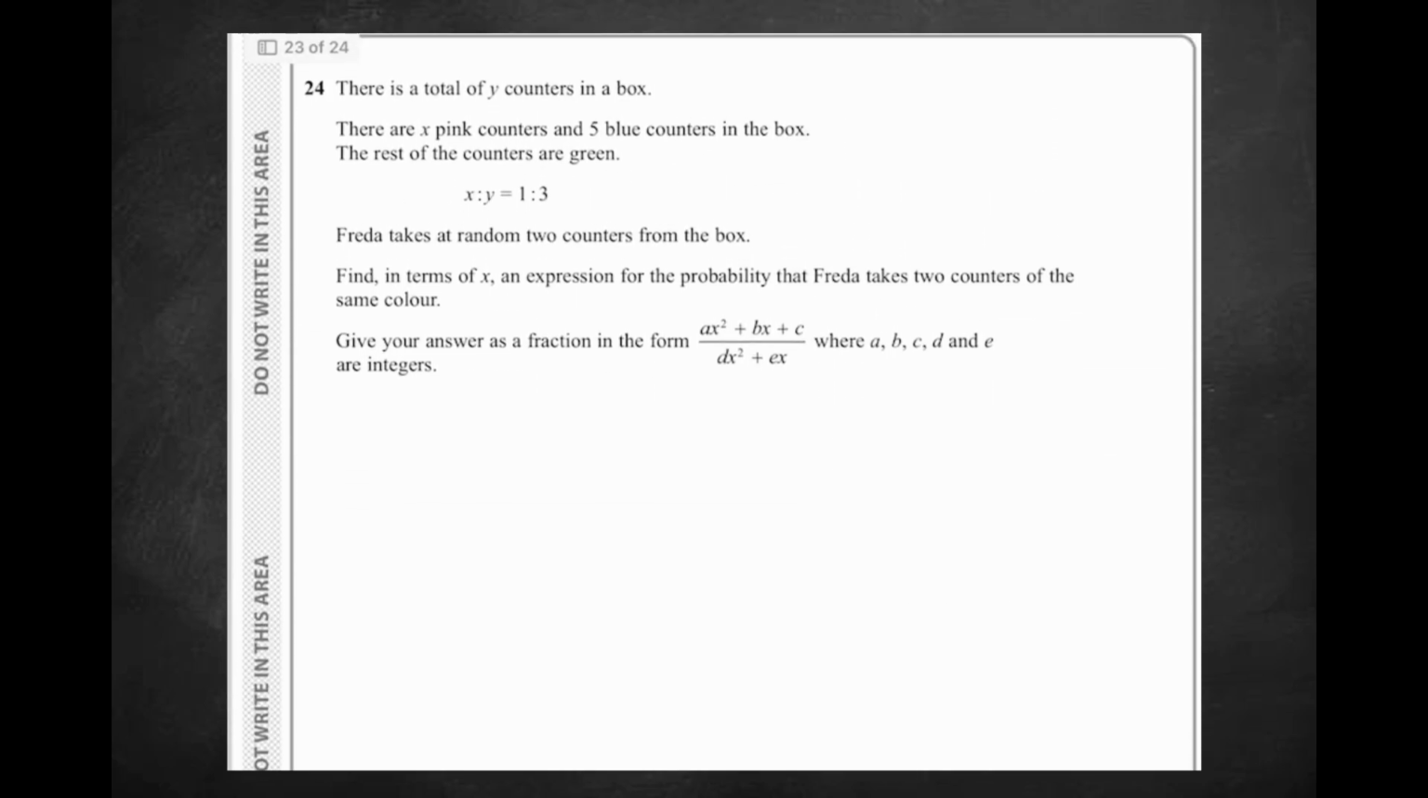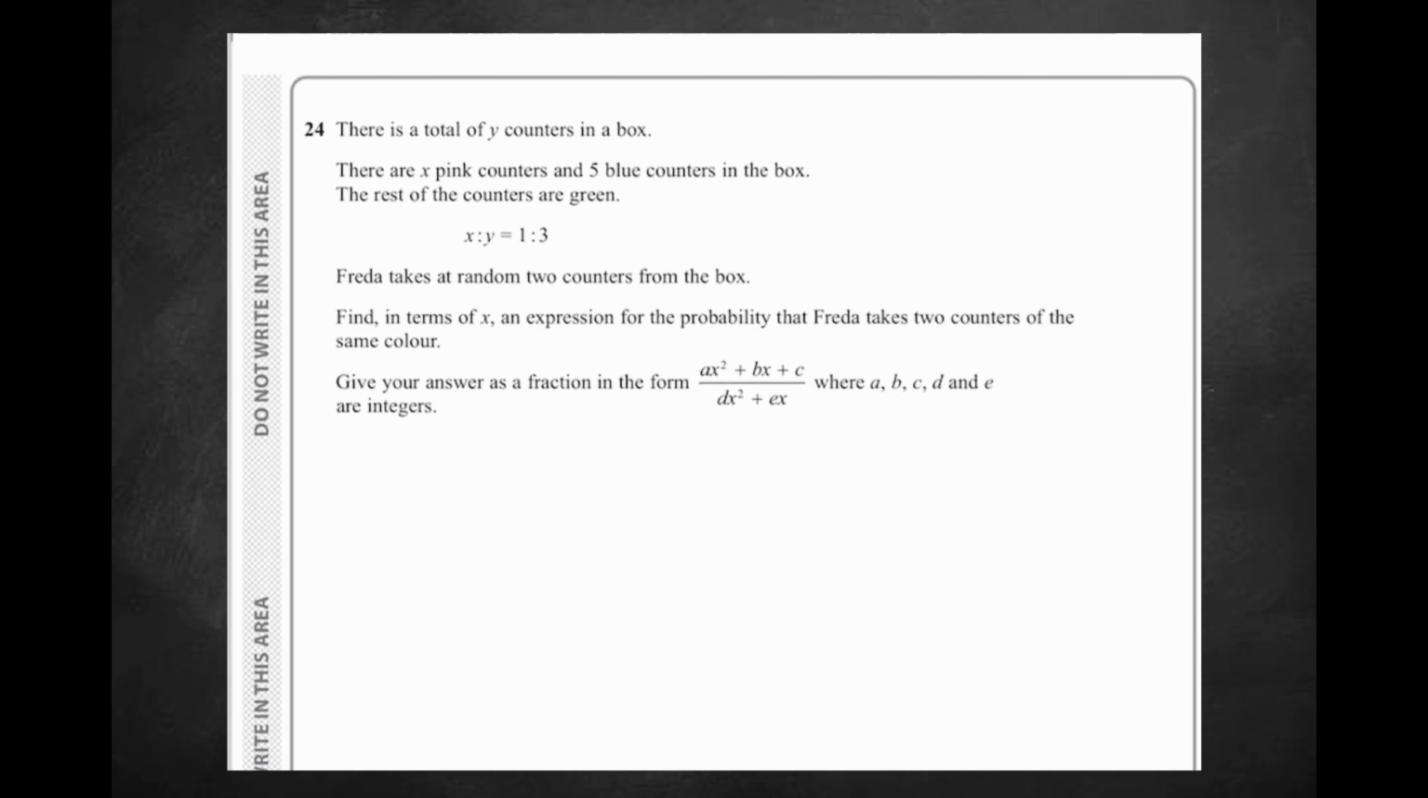Question 24 is the final question on the paper. There is a total of y counters in a box. There are x pink counters and 5 blue counters in the box. The rest of the counters are green. X compared to y equals 1 to 3. Frida takes at random 2 counters from the box. Find, in terms of x, an expression for the probability that Frida takes 2 counters of the same color. Give your answer as a fraction in the form ax squared plus bx plus c over dx squared plus ex, where a, b, c, d, and e are integers.